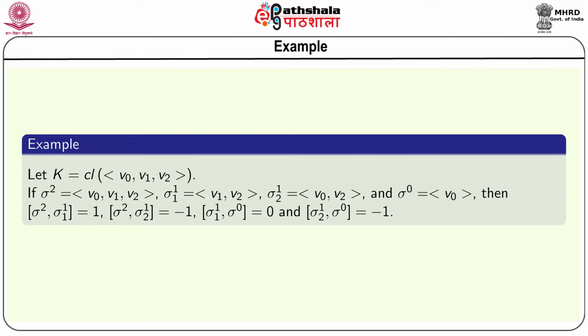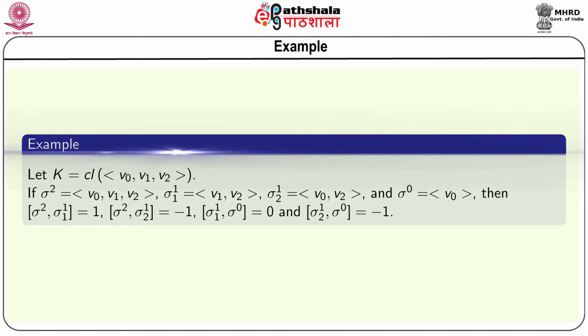Now, let us take an example. Suppose K is the closure of a two simplex V0, V1, V2. What do we mean by closure of a simplex? It is a simplicial complex which contains all possible faces of the two simplex V0, V1, V2.